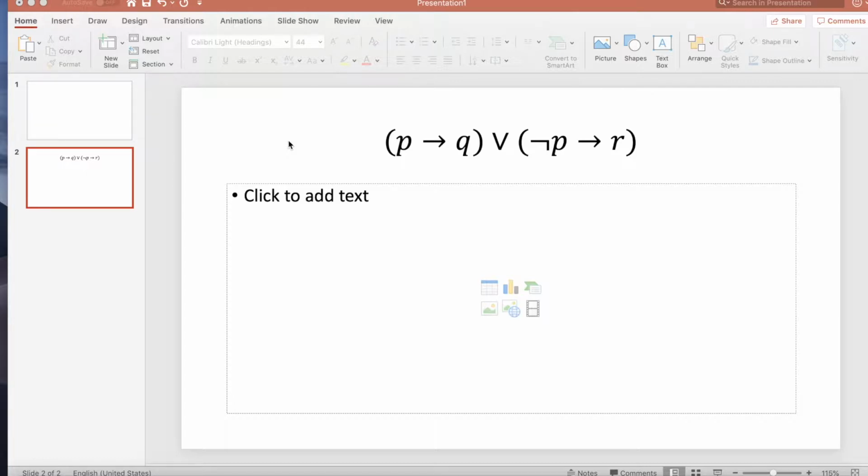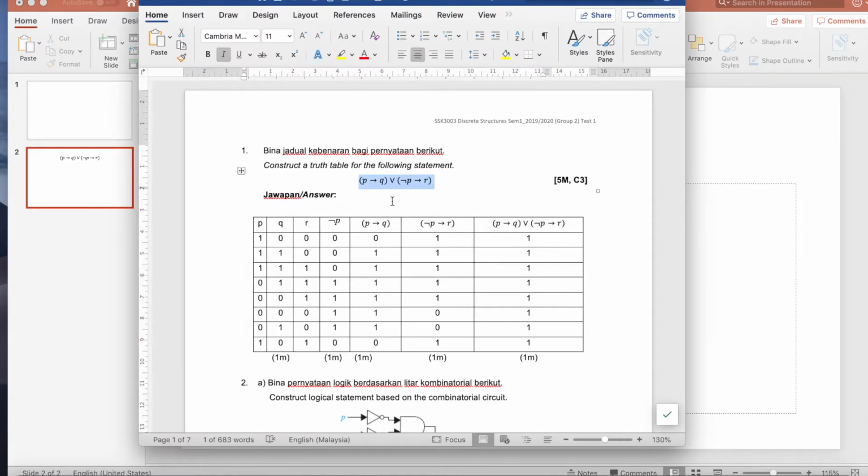So today I would like to discuss our test. This is the first question actually. The first question is asking you to construct a truth table.